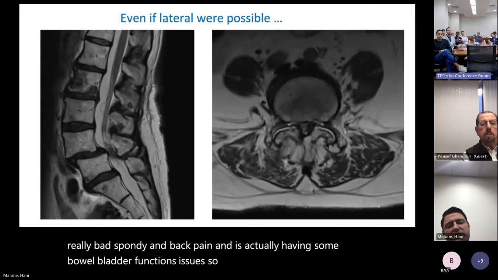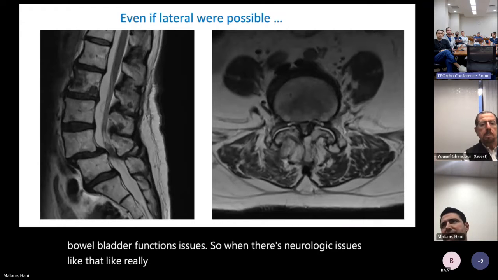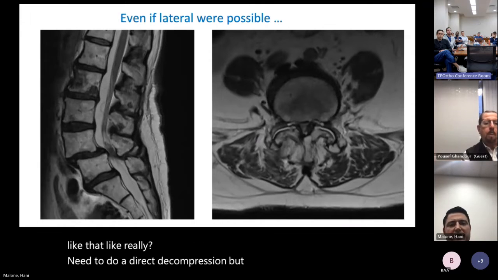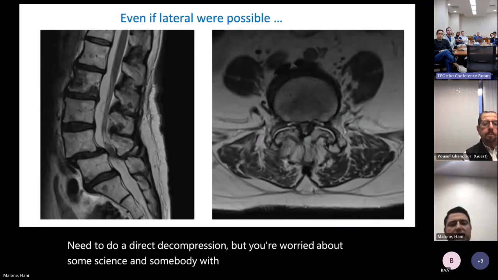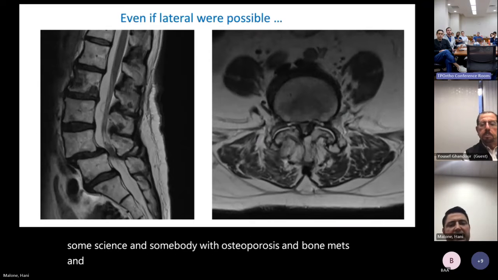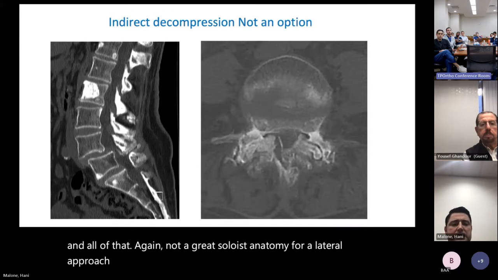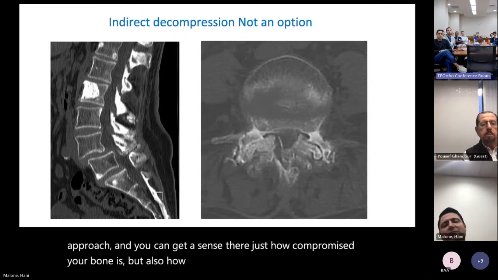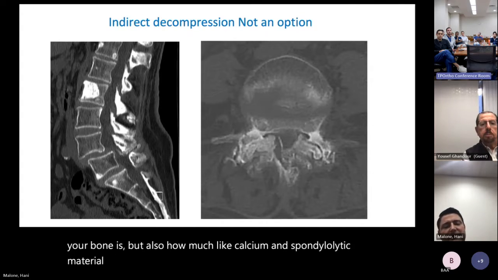So when there's neurologic issues like that, we really obviously need to do a direct decompression, but we're worried about subsidence in somebody with osteoporosis and bone mets and all of that. Again, not a great psoas anatomy for a lateral approach. And you can get a sense there just how compromised your bone is, but also how much calcium and spondylitic material is affecting her canal.